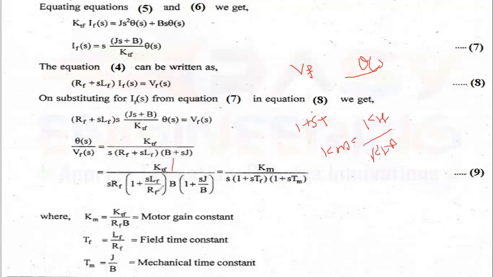Next LF by RF we can say is TF, and J by B is TM. Why? LF and RF belong to the field winding, that's why I substitute TF, which is the time constant of the field winding, and J and B are mechanical parts, that's why I substitute TM, the time constant of the mechanical parts. So this is the transfer function of the field controlled DC servo motor.